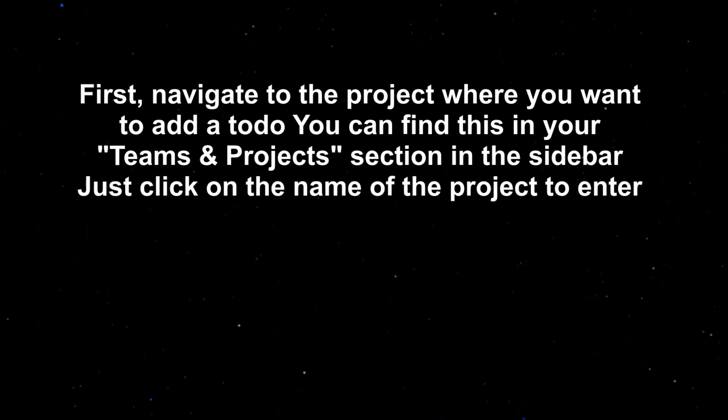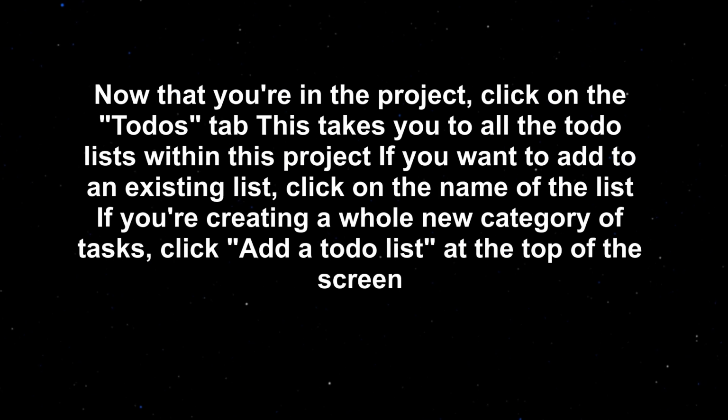First, navigate to the project where you want to add a to-do. You can find this in your Teams and Projects section. In the sidebar, just click on the name of the project to enter. Now that you're in the project, click on the To-Dos tab. This takes you to all the to-do lists within this project.